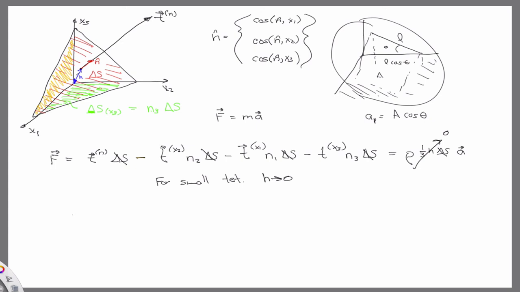So then we have that Tn is equal to T in the x1 direction times n1, plus T in the x2 direction times n2, plus T in the x3 direction times n3. Now, just for convention, the way it's always written, remember these are vectors.